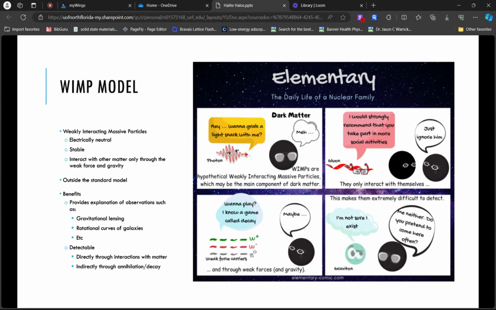Some benefits that we get from using this model, though, is that it provides a very natural explanation for the progression of certain events that we've seen, like gravitational lensing, rotational curves of galaxies, etc. Another factor is that if they follow this particle model, then they will be detectable either directly through the interactions with matter or indirectly through annihilation and decay. So we're mostly going to be thinking about the direct interactions for a lot of what we're going to be talking about.